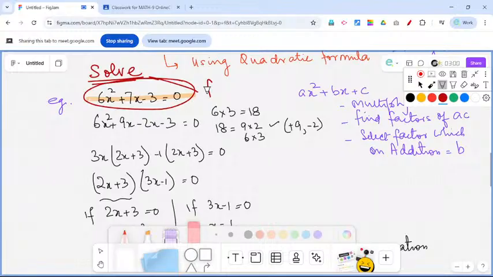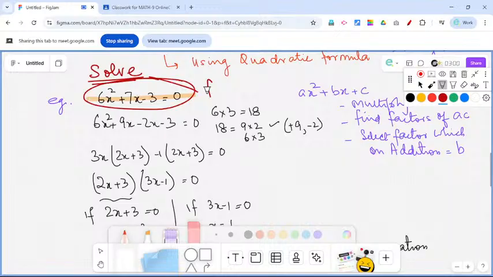Now I have the equation x square plus 2x plus 1 equal to 0. If I use the splitting method, what does it say? My standard form is ax square plus bx plus c is equal to 0. What do I do? I multiply a and c and then find factors of ac, so that when I add these two factors I should get the middle term. This is my splitting method.